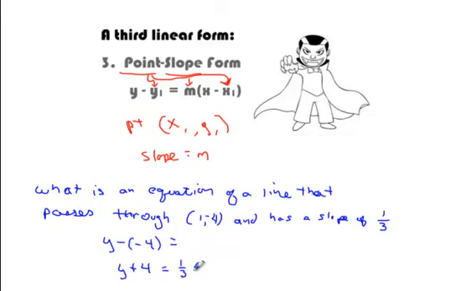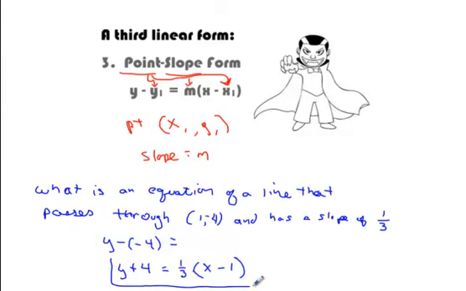And then times the quantity. So I got the quantity in the form. X is x, and then minus my x sub 1, and my x sub 1 is 1. So y plus 4 equals 1/3 times the quantity x minus 1. And that's it. Just stop right there.